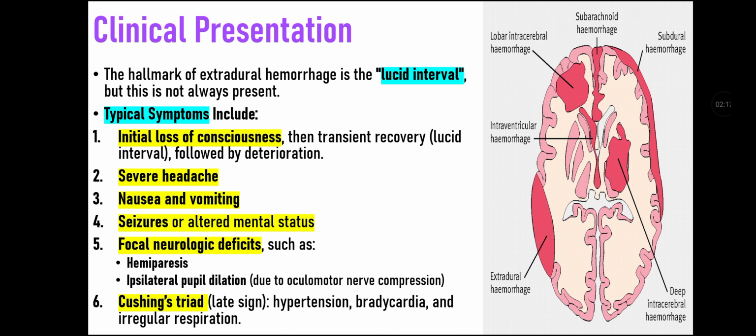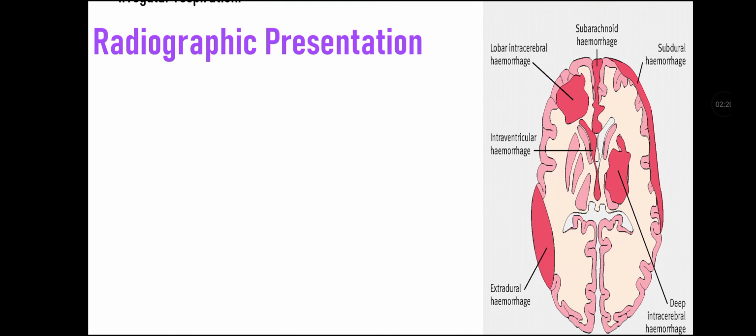Then there may be another symptom, that is Cushing's triad, which is mostly a late sign. It includes hypertension, bradycardia, and irregular respiration.